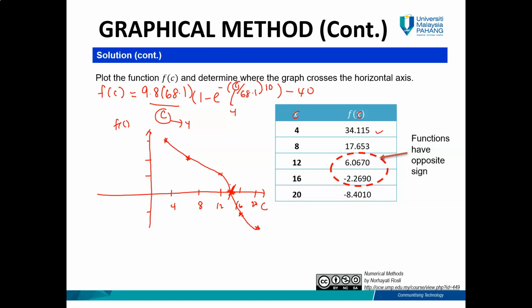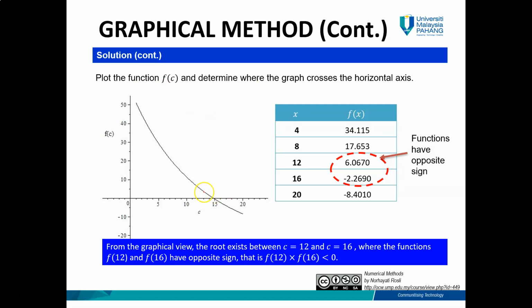So now class, based on this, this is actually the actual graph. We can see here the root happened at around 15. So now we can see when C is 12, it is actually a positive value. When 12, let's say somewhere here, the value of f is 6.0670. When C is 20, somewhere here, you can see the value is negative 8.4010. In between, for 16, we can see the value is negative 2.2690.